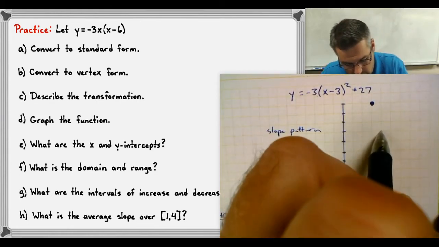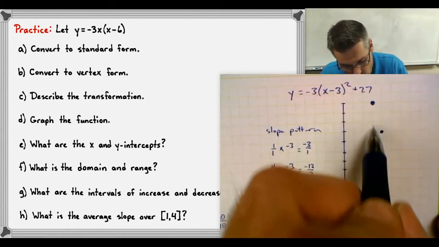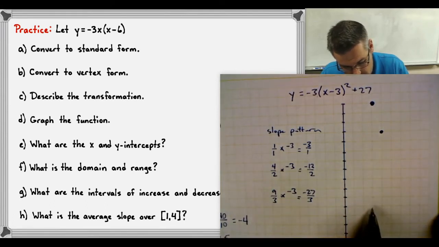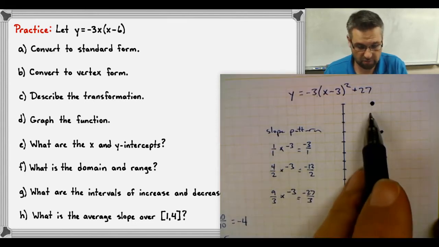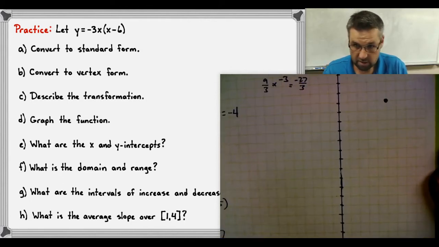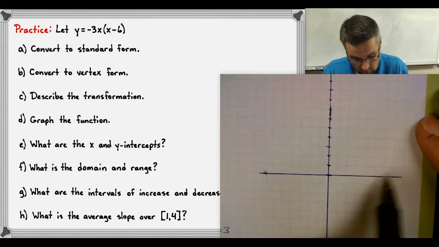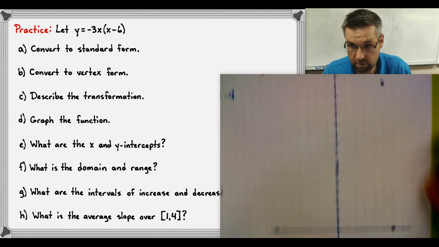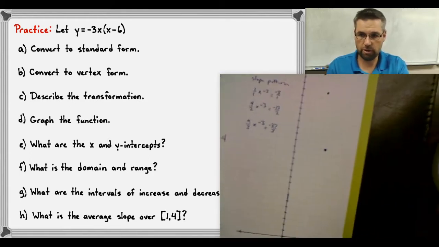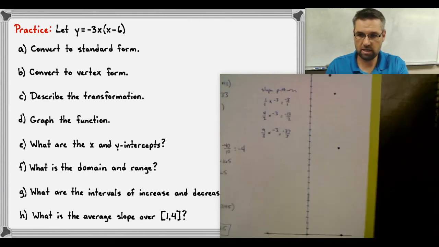So we're going to go down 3 over 1, and then down 12, so 3, 4, 5, 6, 7, 8, 9, 10, 11, 12 over 2. And then because I have to go down 27, and I know the vertex is at a height of 27, 27 is right on the x-axis here, and then over 3. So there are my 4 points. Let me zoom out so we can see them all together.